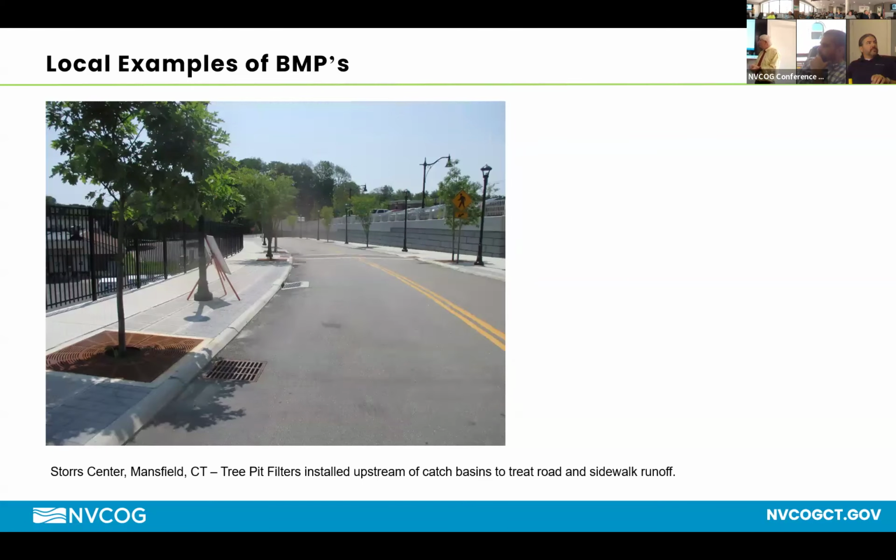Next slide, please. So on this one, they have these tree pit filters where there's a small inlet. Water goes into the tree pit filter, soaks in the ground, and there's an overflow pipe for the next downstream conventional catch basin.